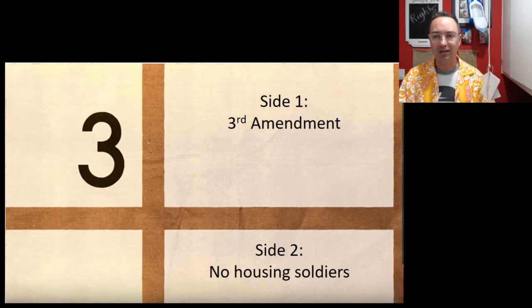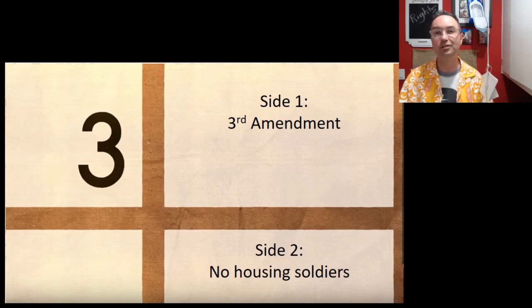Next note card. Side 1 is the Third Amendment. Side 2, no housing soldiers, which just means this: in peacetime, the United States military can't force you to open your house up to people of the military for them to live in your house. Obviously, this was an issue back during the colonial days of the United States.